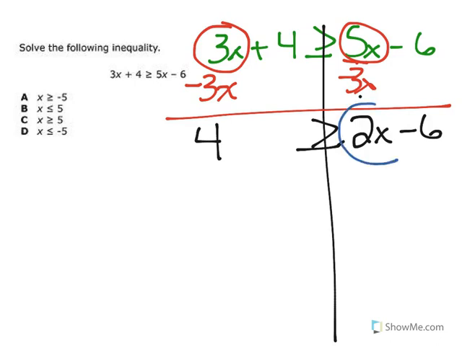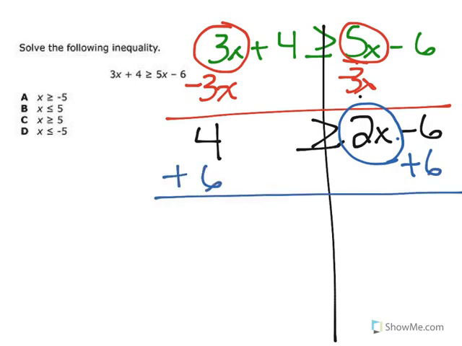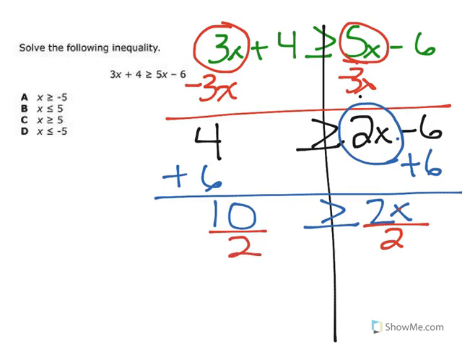Still not done. I want x. So to get x by itself, I have to do the inverse of subtracting 6, which is adding 6. So 4 plus 6 is 10, greater than or equal to 2x. So that brings me to my last step. The inverse of multiplication is division. I need to divide by 2. And I get x is less than 5.